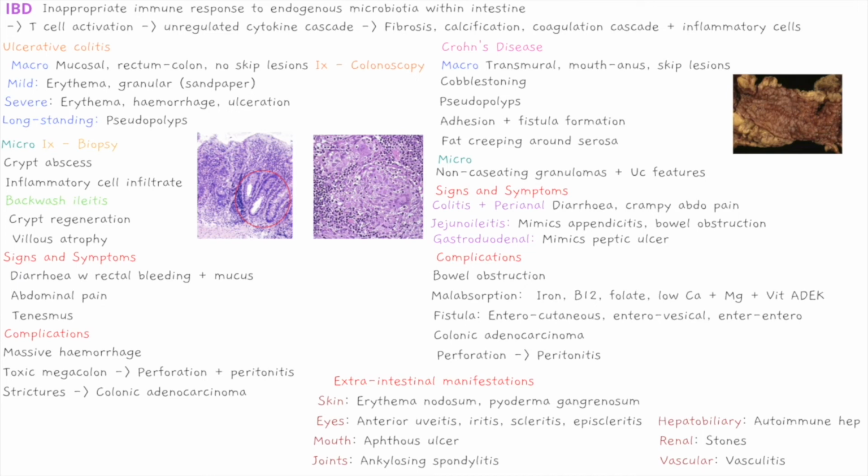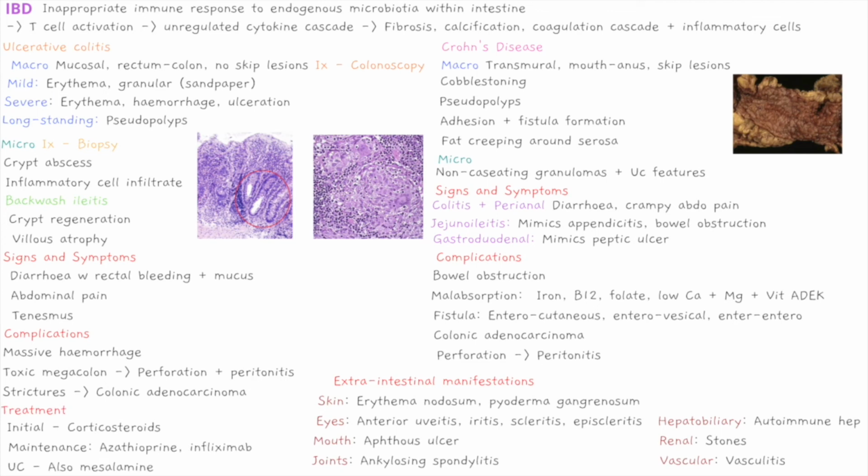Hepatobiliary impacts include autoimmune hepatitis and primary biliary cholangitis. Renal includes nephrolithiasis or kidney stones due to basically high oxalate from malabsorption. And finally, vascular effects include vasculitis.